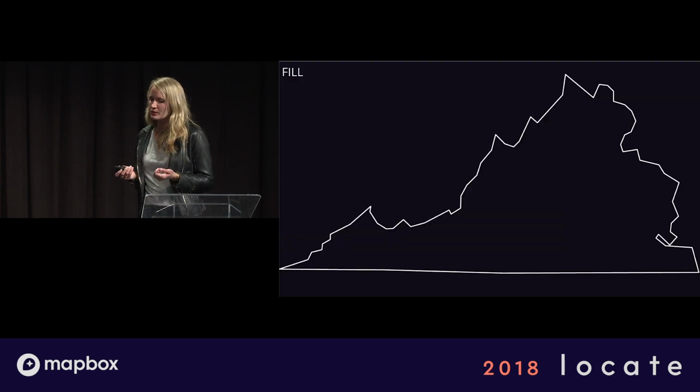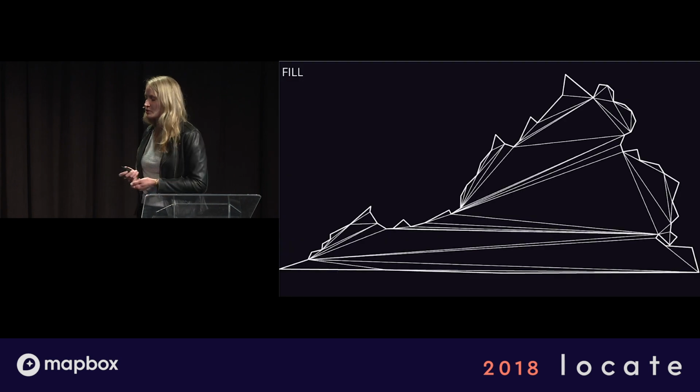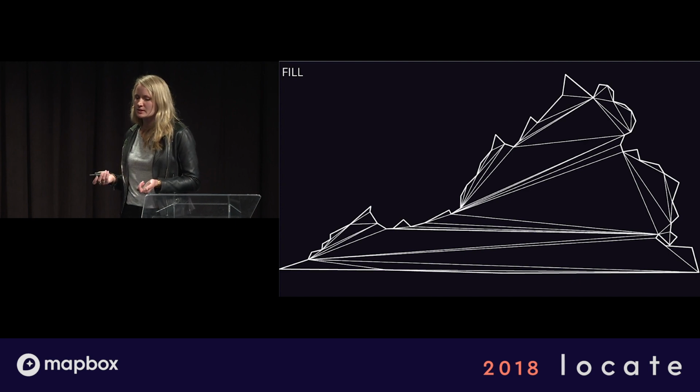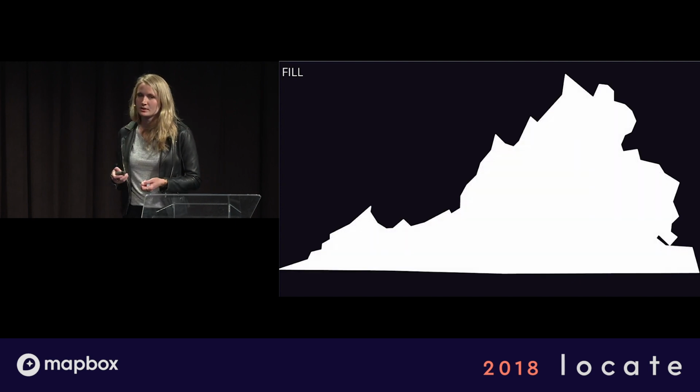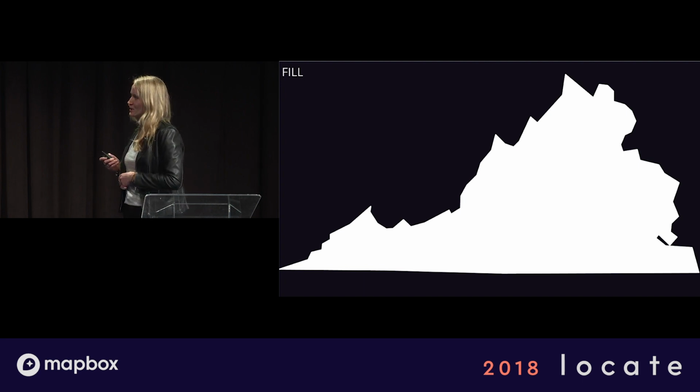Here's a polygon that we want to use for a fill layer. This is Virginia, which is where I'm from, or most of it. Here's what it looks like when you slice it all up into triangles. This is using a tessellation library called earcut, which Vlad wrote. I'm sure you've all heard of Vlad. And this is what it would look like when you fill in all those triangles. It looks like a filled polygon, like you might expect.